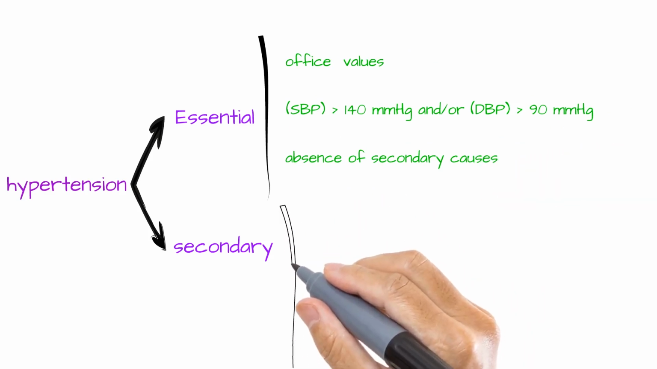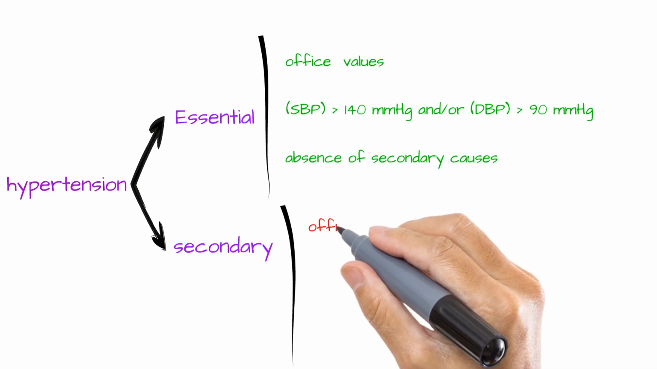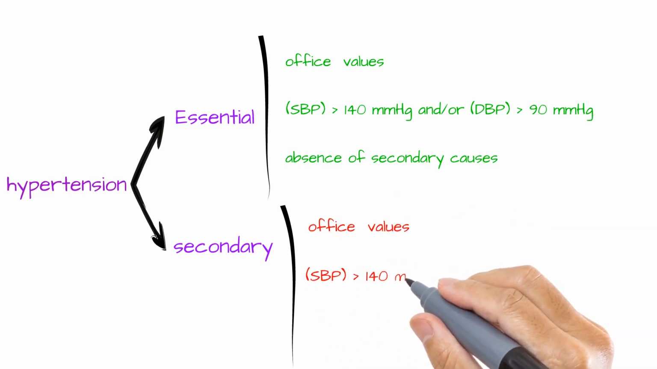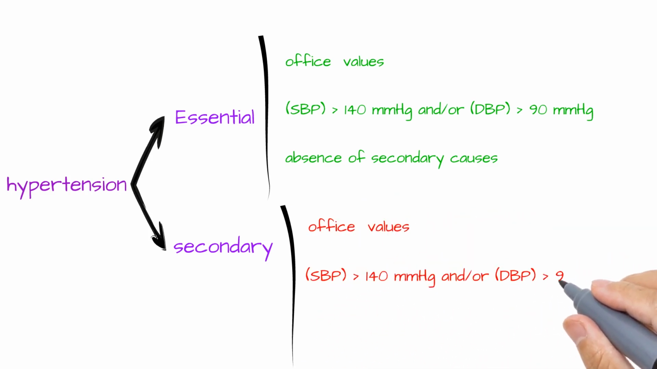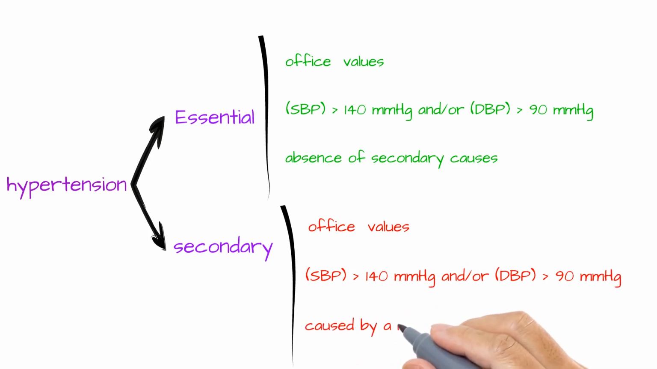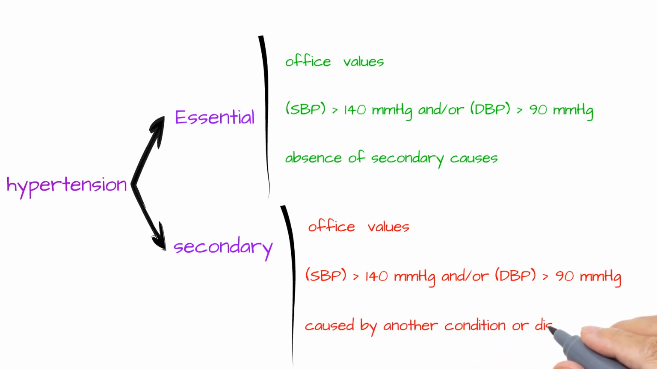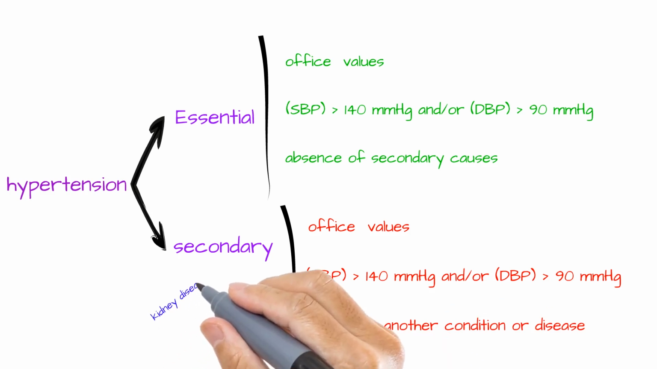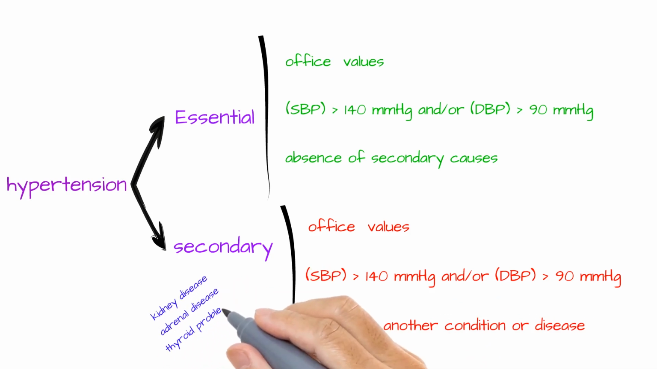or other illness. Secondary hypertension is an office value of systolic blood pressure equal to or more than 140 and/or diastolic blood pressure equal to or more than 90 in the presence of other disease like kidney disease, adrenal disease, thyroid problem, and sleep apnea.